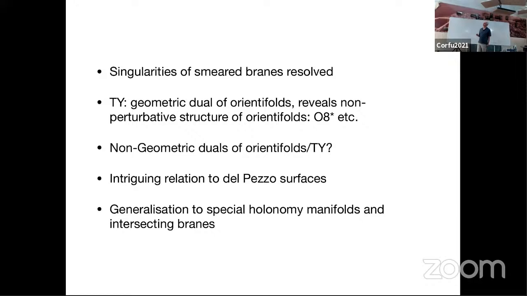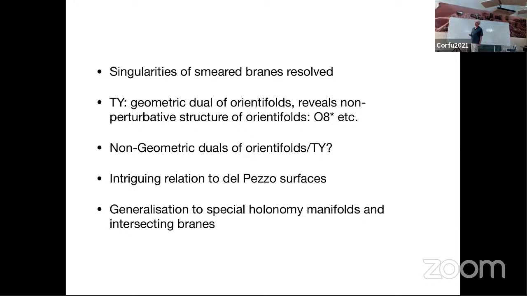And there's still a lot of work to do to understand fully what the non-geometric duals of these are and how this structure arises. But it's encouraging that this procedure seems to have worked in the cases that we've looked at and has led to something which has been rather intriguing and surprising, the interesting non-perturbative structure and interesting geometric structure.